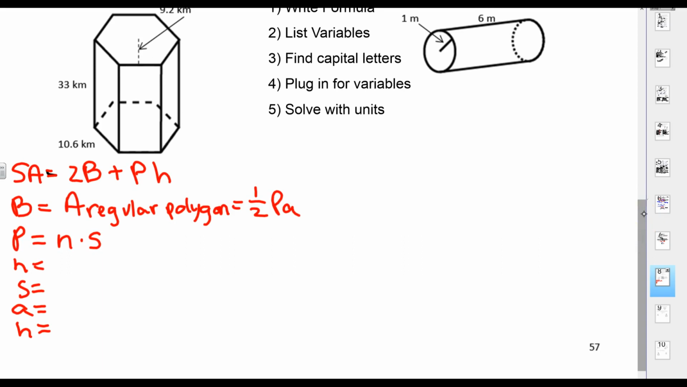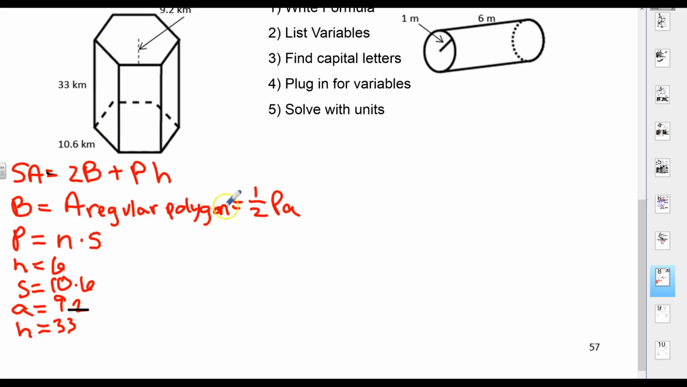So my number of sides of the base is 6. It's a hexagon, so it's got 6 sides. And that side length, they tell me here, is 10.6. So I'm going to put in 10.6 for my side length. The apothem I'm given right here is 9.2. So we're going to write in 9.2 here. And then the height of the figure, the distance between the bases, is 33.